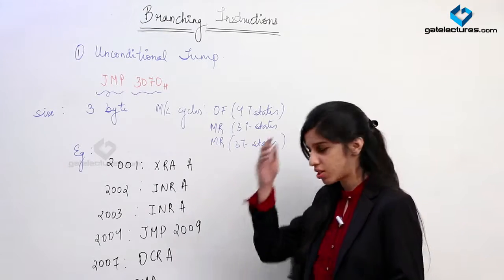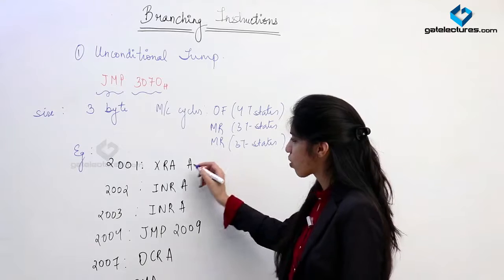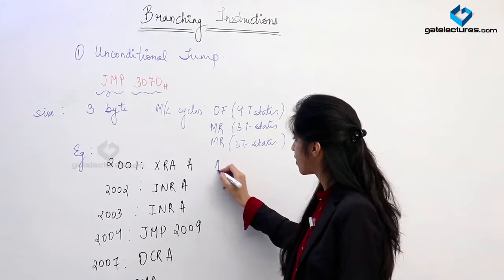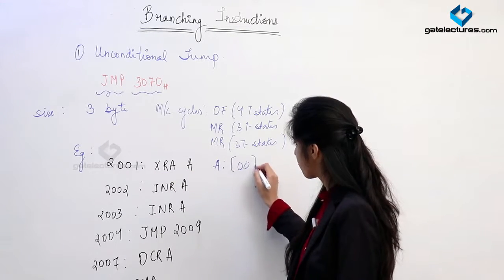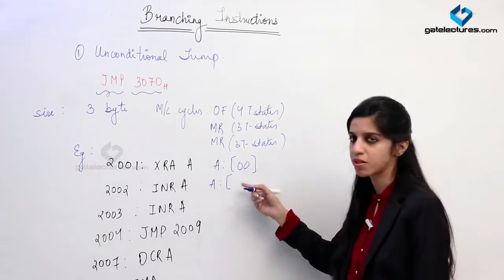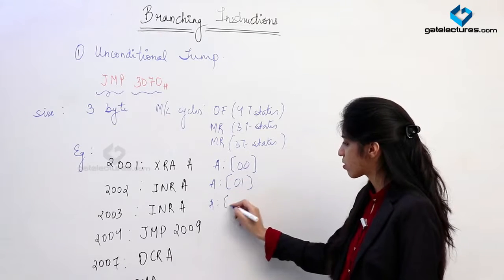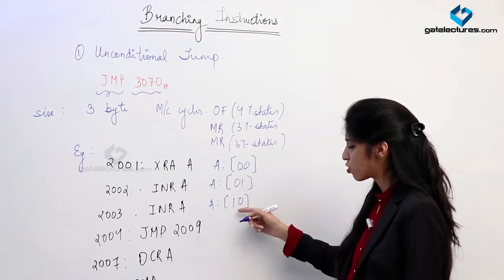So what happens actually in this program is, XOR A means A is XORed with its own content. So the content of A is going to be 0 0. After execution of this instruction, the value of A is going to increment. So A is going to be 0 1. Again we are incrementing A. So A is going to be 1 0, which is 2.